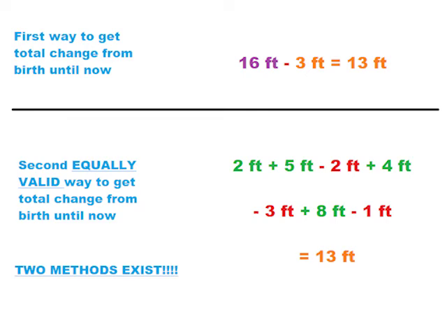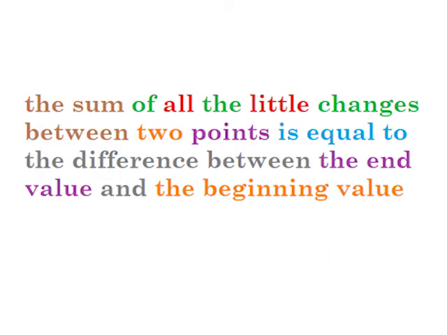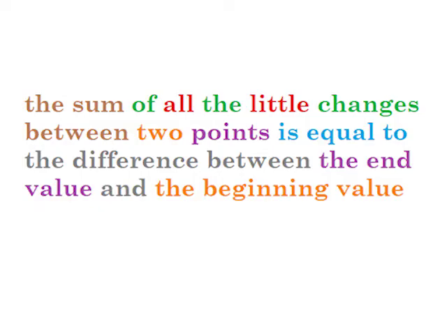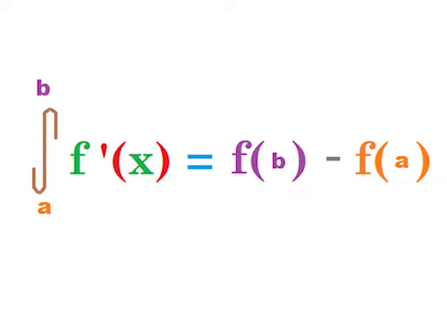So, since both give the total change, we can say both methods are equivalent to each other. In other words, the sum of all the little changes between 2 points is equal to the difference between the end value and the beginning value. This is simply a law of nature, and it always works. And that is what the fundamental theorem of calculus actually says. The sum of all the little changes between 2 points is equal to the difference between the end value and the beginning value. Let's take a look at the actual formula now to see if that's really what's being said.